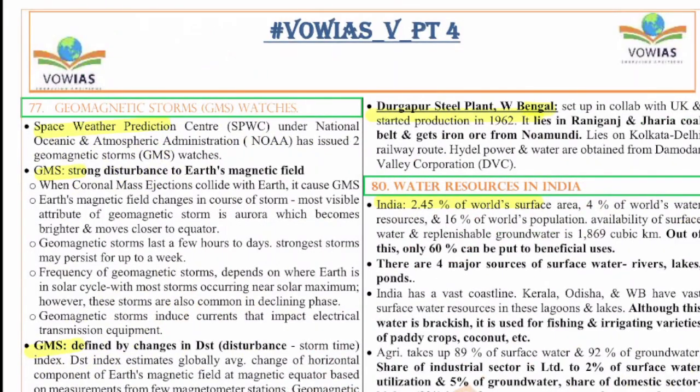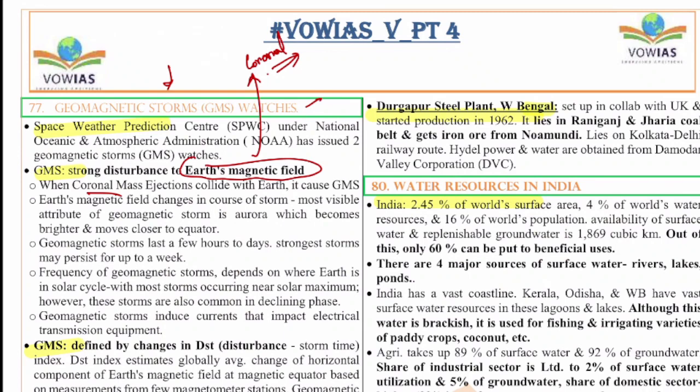Next, the 77th question is on the geomagnetic storm watches. So what are geomagnetic storms? These are basically strong disturbances to the Earth's magnetic field, generally caused by ejections of the sun, which are called coronal mass ejections. These coronal mass ejections come out of the sun's field, okay? And they mostly affect the satellites and other communication devices that we have in space.